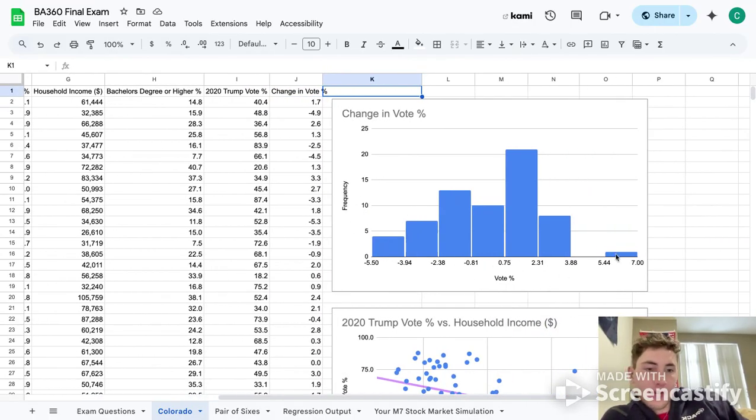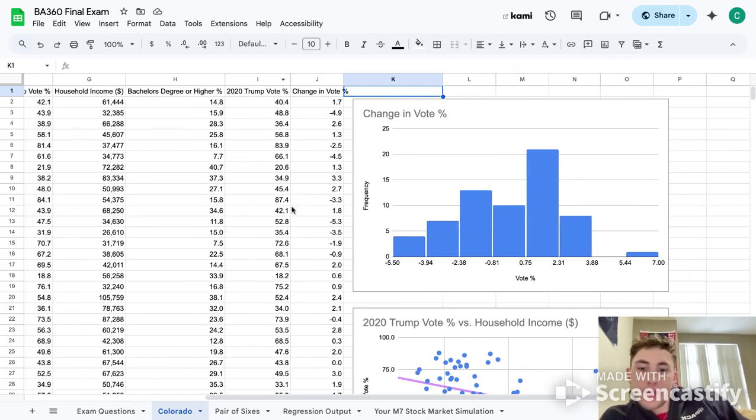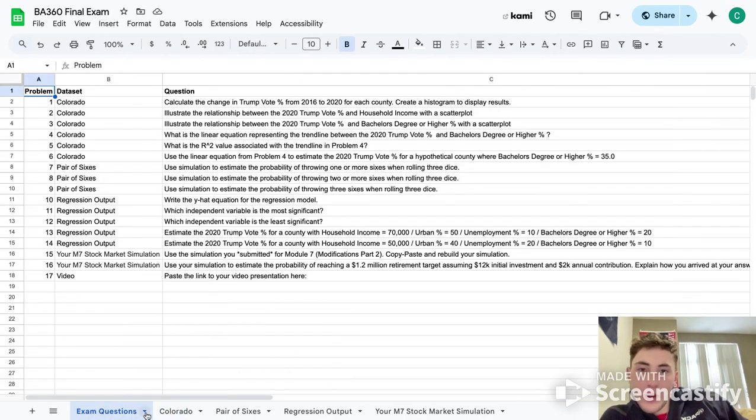You can see there was way less votes for Trump in 2020, at least in Colorado. I mean, in the whole country too, because he lost. A few counties had a little bit of change, and then maybe one or two had a lot of change towards Trump. Number two.